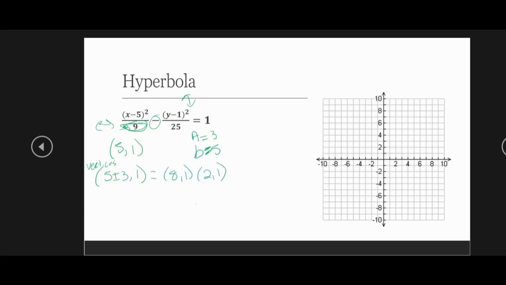Our co-vertices are the ones on the quote-unquote minor axis in this case. And in that case, it just means the one that's negative when it's a hyperbola. It's going to be 5 stays, and it's going to be 1 plus or minus 5. So it's going to be 5, 6, and 5, negative 4.